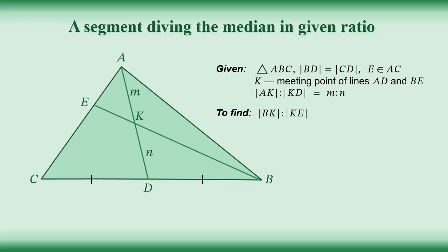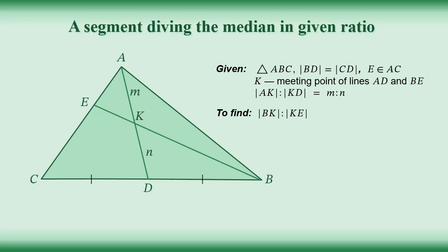Here is the so-called homemade problem. However, it's hardly believable that no one else has ever come across it. So AD is the median of triangle ABC. We have another segment BE drawn from vertex B, where point E belongs to side AC, and point K is the point where segment BE meets the median AD.